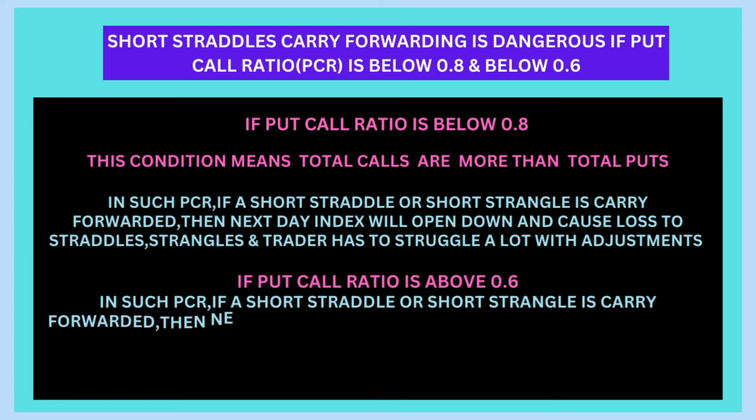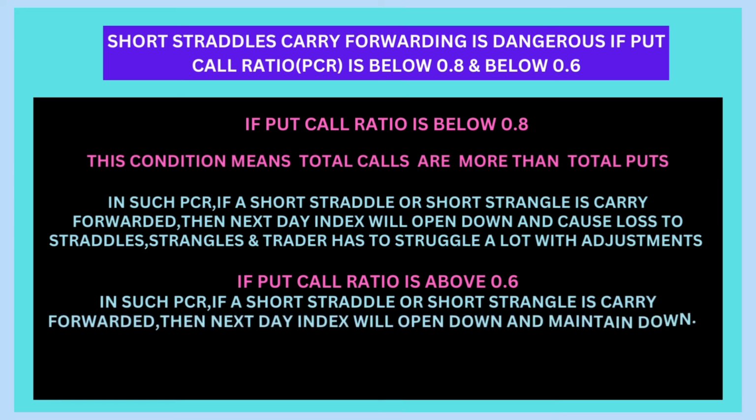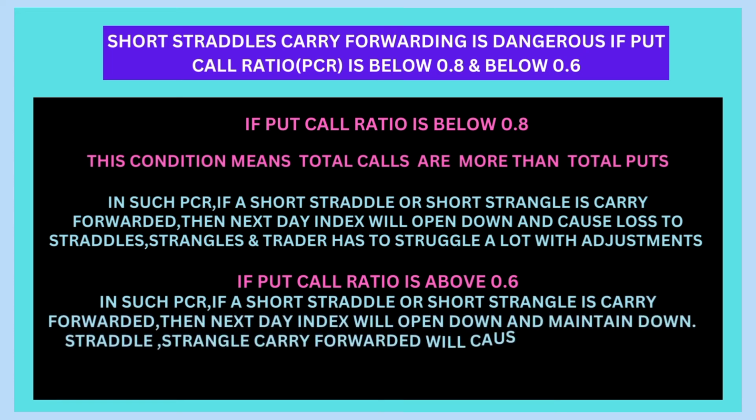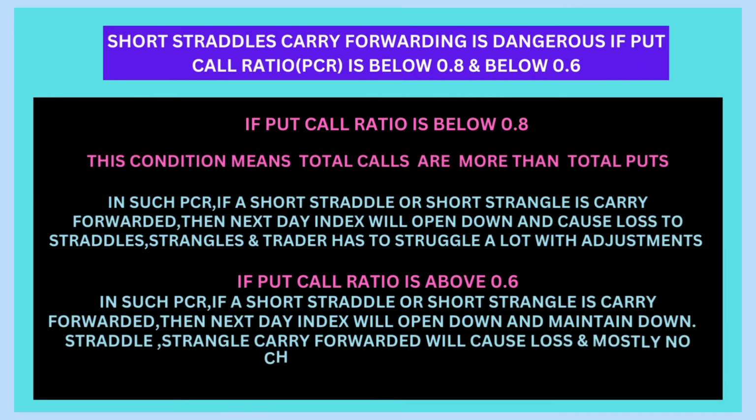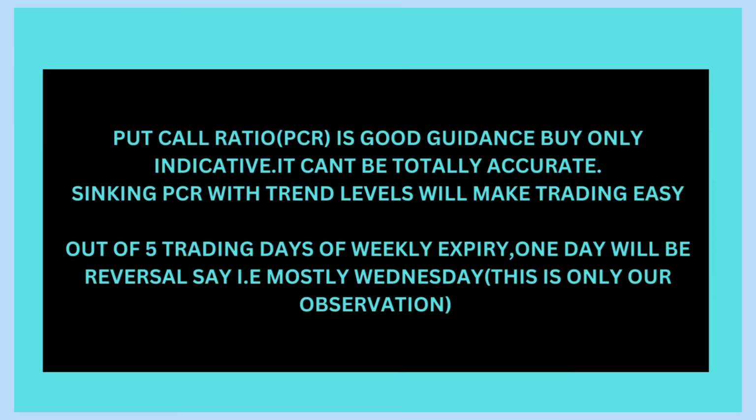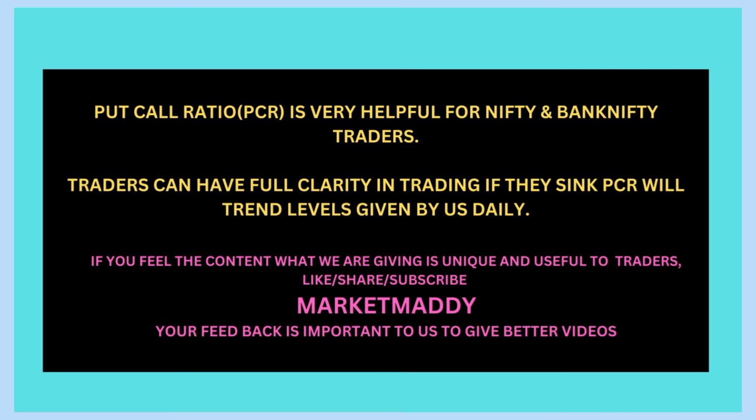Similarly, if the put call ratio is below 0.8, short straddle and short strangle people will lose, because you have to do adjustments if it is below 0.8. If it is below 0.6, you will not even have the chance of doing the adjustments and you will incur loss. So the put call ratio is good guidance and is only indicative. It cannot be totally accurate, because out of 10 times, 8 times it will be correct, and 2 times some external forces or trend levels may not support.